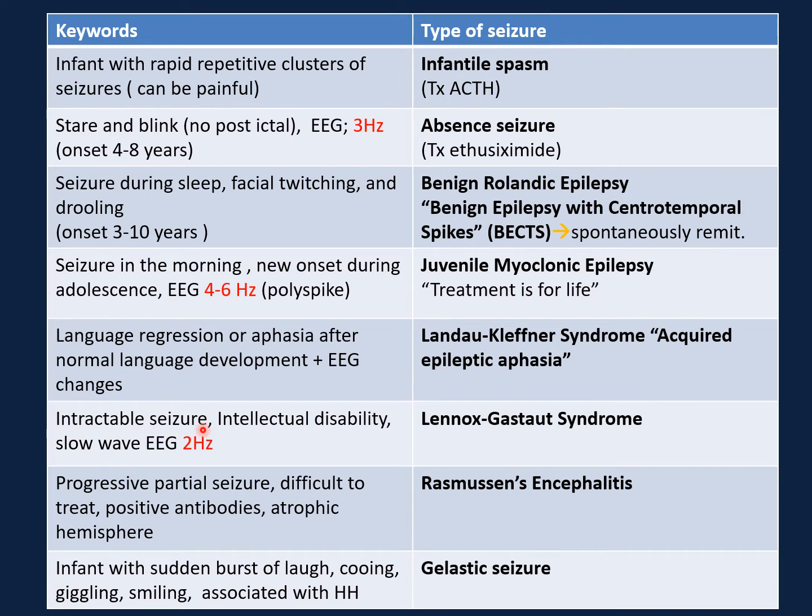Intractable seizure, difficult to treat. Intellectual disability, or a slow child with a slow wave EEG, 2 Hz, is Lennox-Gastaut syndrome. Progressive partial seizure, difficult to treat, positive antibodies, atrophic hemisphere: Rasmussen's encephalitis. An infant with sudden bursts of laughing, cooing, giggling, smiling, associated with hypothalamic hamartoma, is gelastic seizure. For the EEG difference, the absence seizure is 3 Hz. Juvenile myoclonic, in older children, is 4 to 6 Hz. Slow children with intractable seizure and 2 Hz EEG: Lennox-Gastaut syndrome.